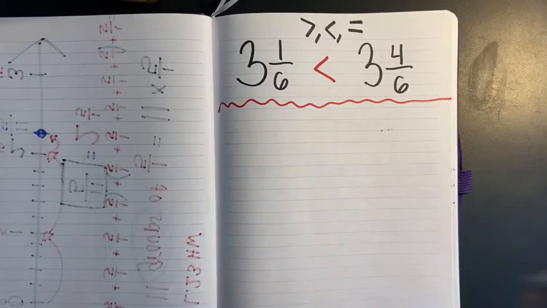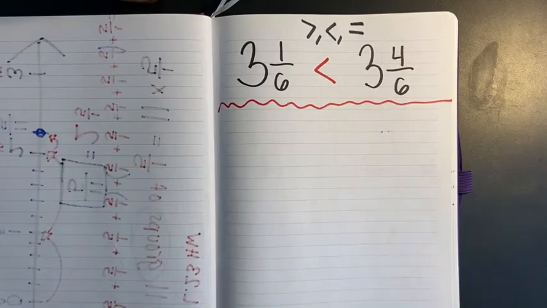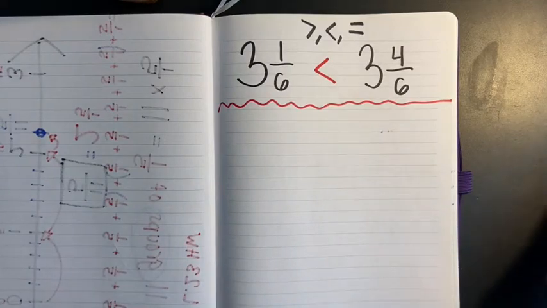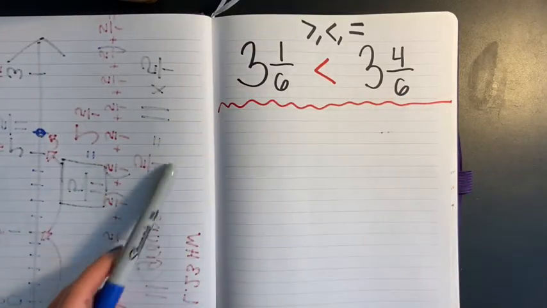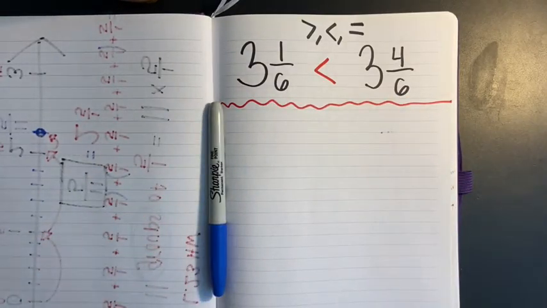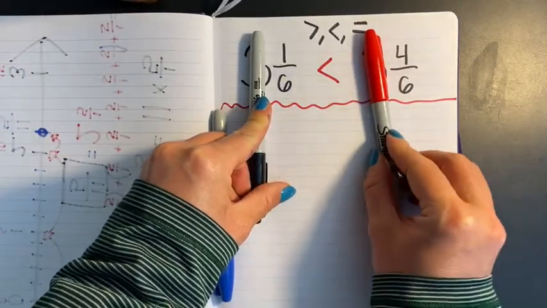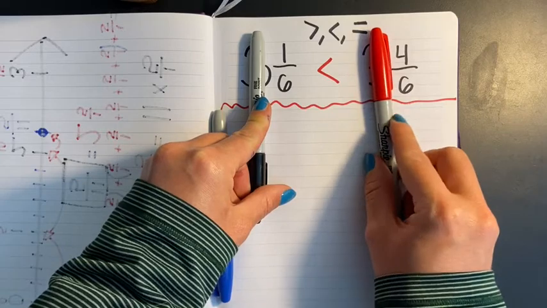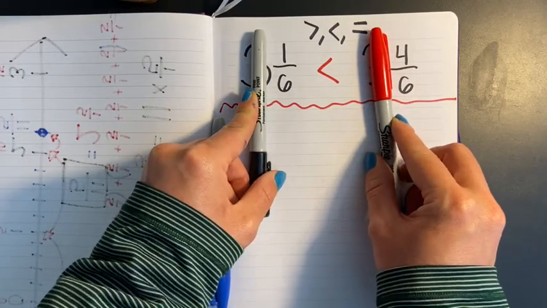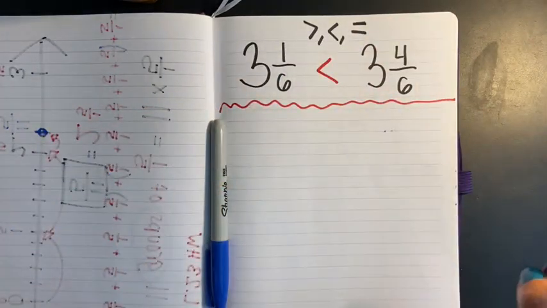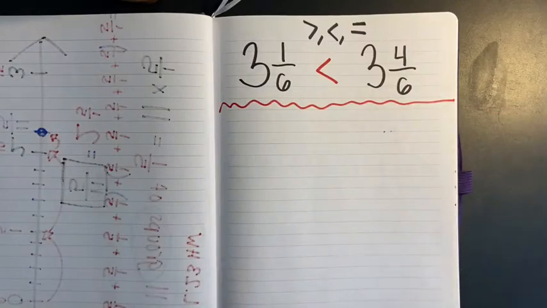So this first question is comparing 3 and 1/6 to 3 and 4/6. And this is kind of a review question because what we see is that they have the same denominator. So we don't have to take any extra steps in comparing them because we're able to just compare the 4/6 and the 1/6. So I see that 4/6 is going to be greater than 1/6 because 4/6 is closer to our whole number of 6/6.